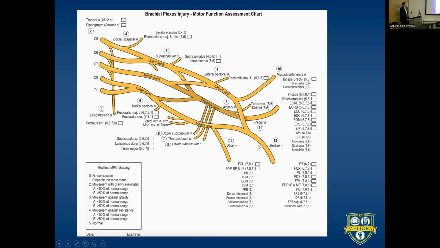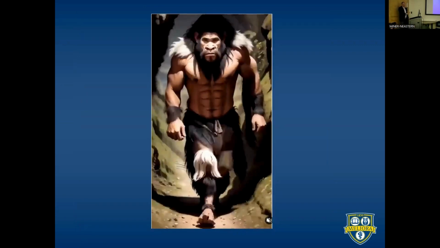So, tables like this are available online. If you're ever trying to figure out a plexus, I encourage you to look at the table. With that boring information, here's a little bit of excitement.